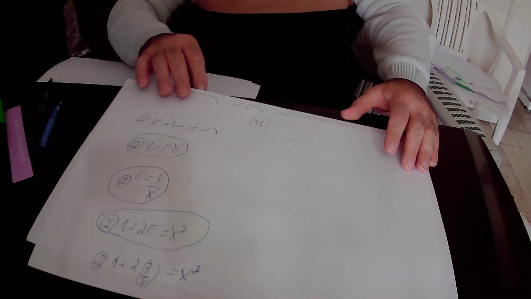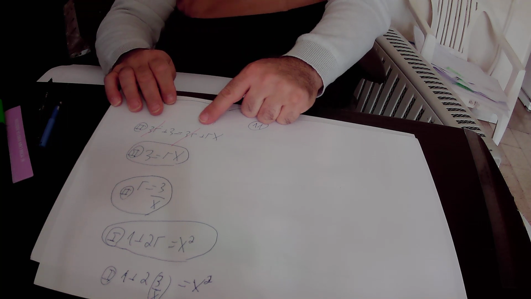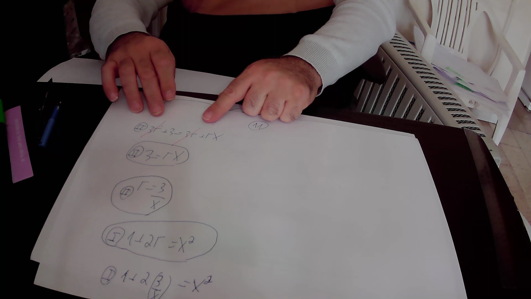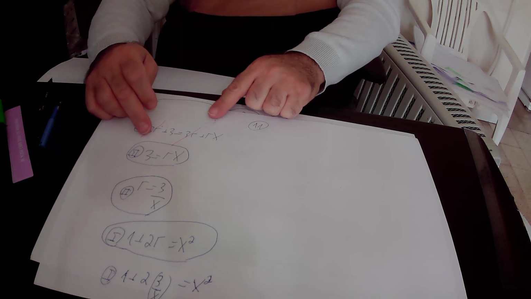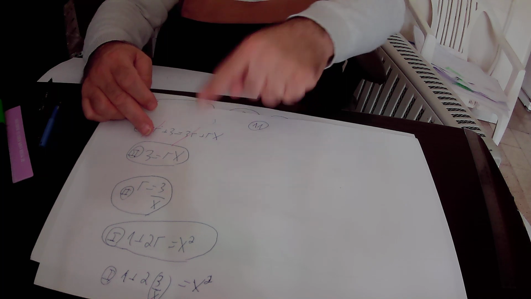3R plus 3 equals 3R plus RX. Here we have 3R on both sides of equation number 2, so we can subtract 3R from equation number 2 and we will get that 3R is cancelled. So what is left after we cancel 3R? What is left? It is actually 3 equals R times X.